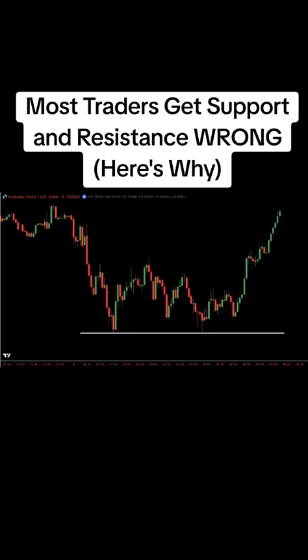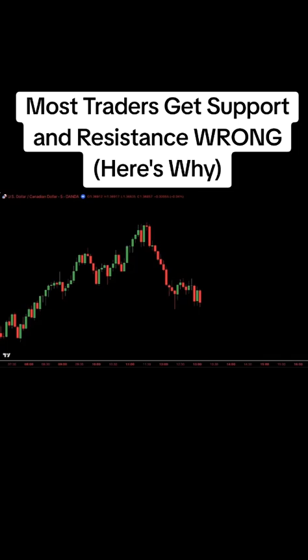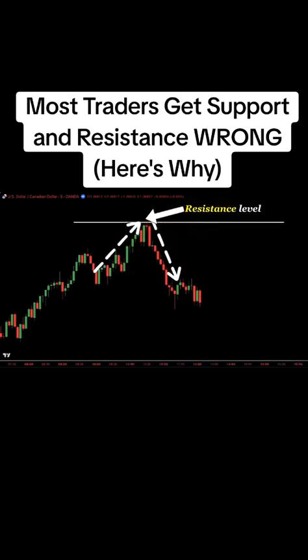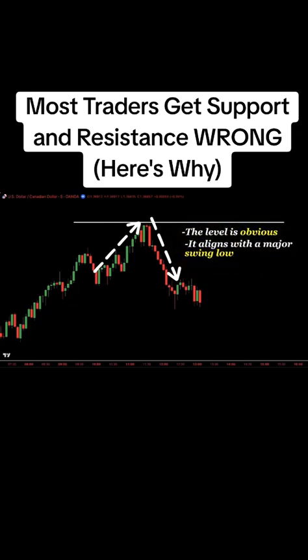As you can see, when the market returned to this level, it was rejected once again and moved upward as expected. Now look at this chart example. As you can see, the market reached this level and reversed, forming a clear resistance level. This is a key resistance level because it is obvious, it aligns with a swing high, and it has been respected recently. So, naturally, when price comes back to this level, we expect a rejection. But look at what happens next.